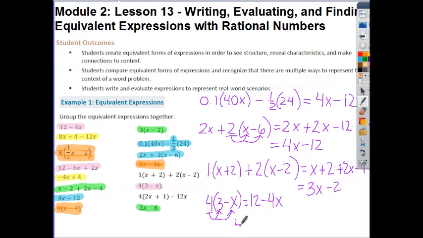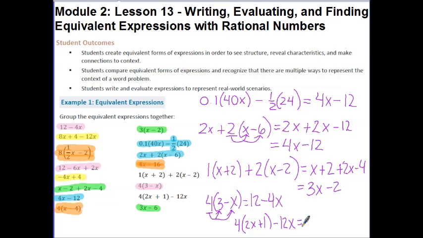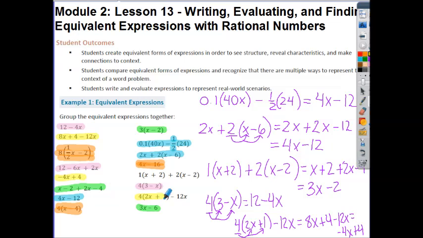And finally, we have 4 times 2x plus 1 minus 12x. So the first thing I have to do again, PEMDAS. So the first thing I come across is multiplication. We are multiplying 4 times 2x. That gives me 8x. And 4 times 1 gives me 4. Then we have a minus 12x on the end, so I can combine like terms. 8x minus 12x is a negative 4x plus 4, and that matches a problem that we did towards the beginning, which is our yellow.